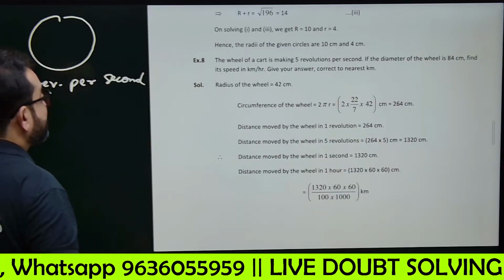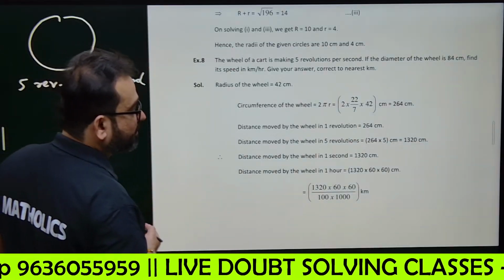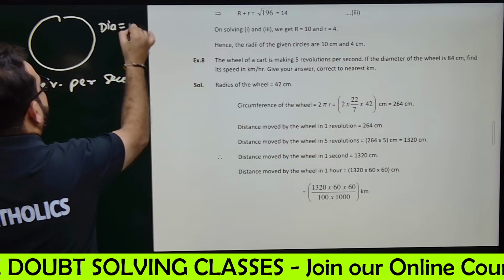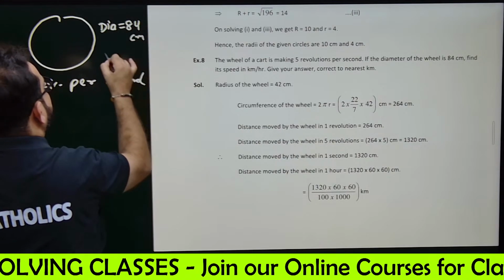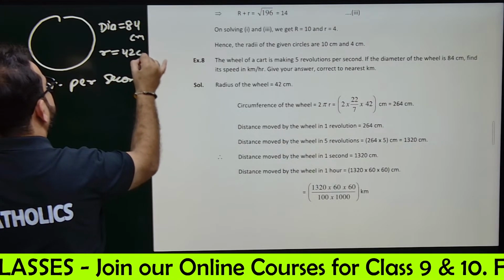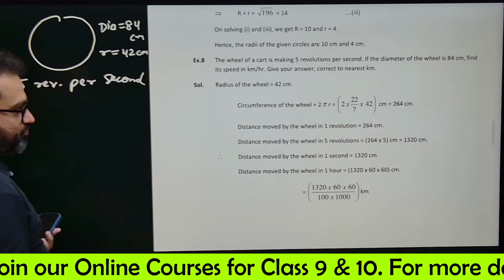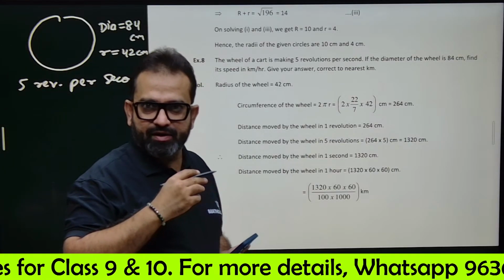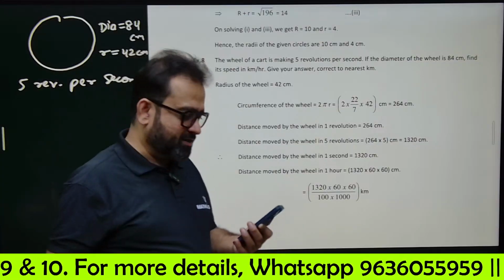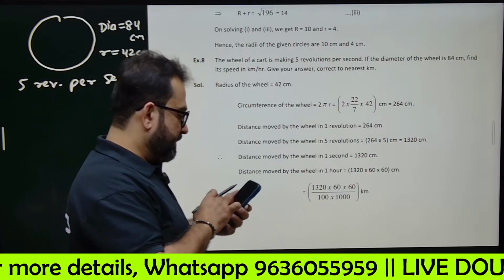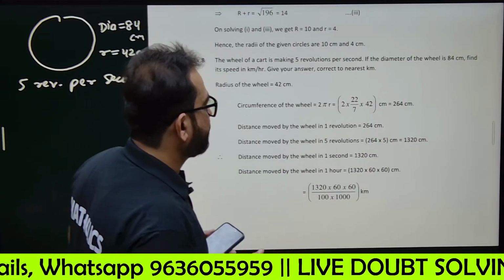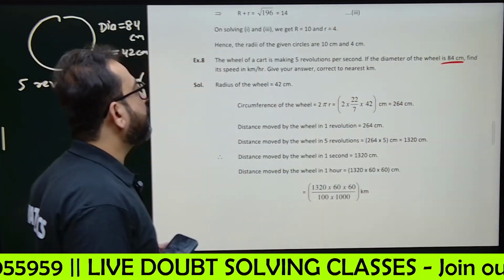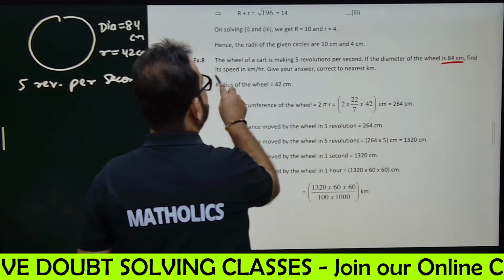Okay. So 5 revolutions per second. If the diameter of the wheel is 84 centimeter, the diameter is 84 centimeter, so the radius will be 42 centimeter. We actually don't want to use the diameter. We want to use the radius. So the radius will be half of the diameter, half of this 84. Find its speed in kilometer per hour.